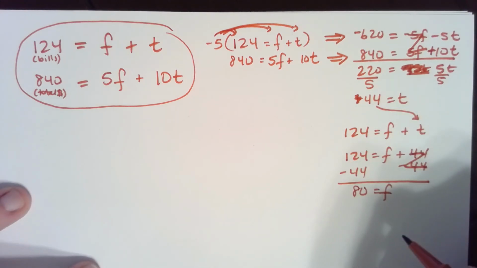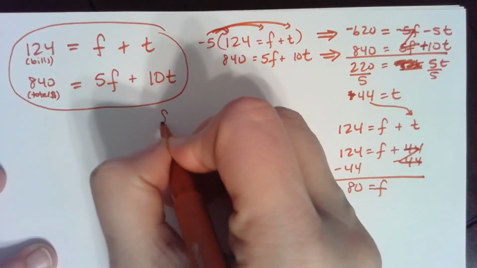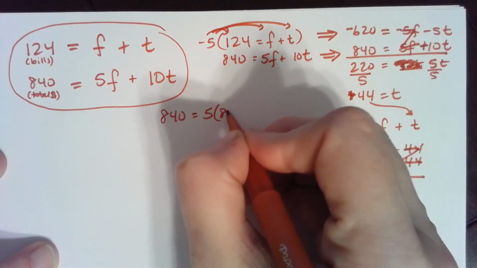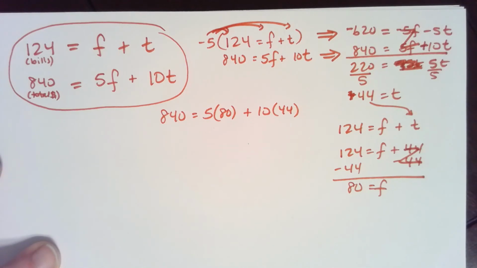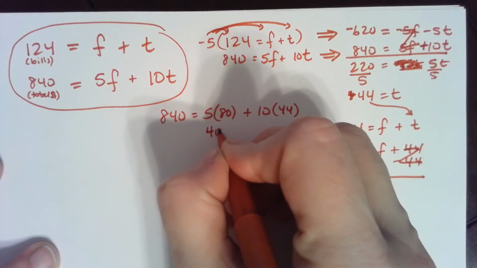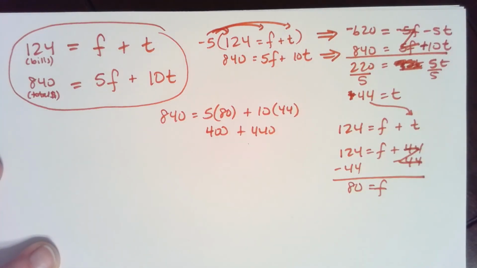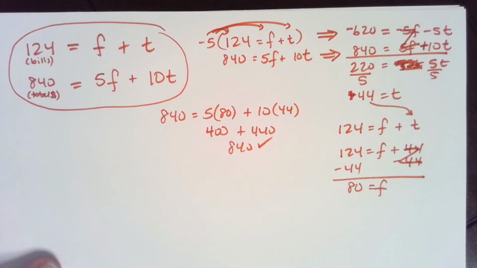So this is where I'm going to check and make sure that I'm right. 840 should equal 5 times my 5s, which is 80, plus 10 times my 10s, which is 44. Well, let's look at that. 80 times 5 is 400. 44 times 10 is 440. 400 plus 440 is 840. So I'm right. So I know that I have 44 10s and 80 5s.